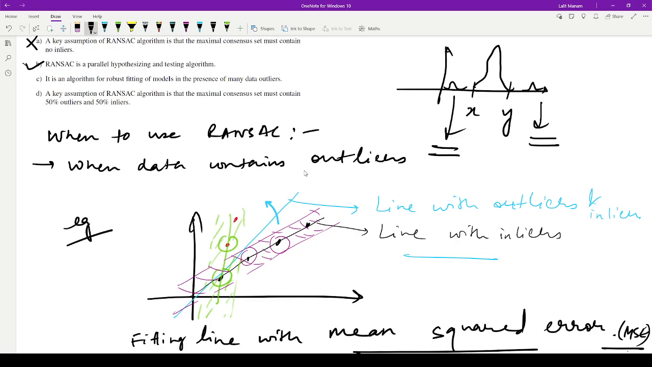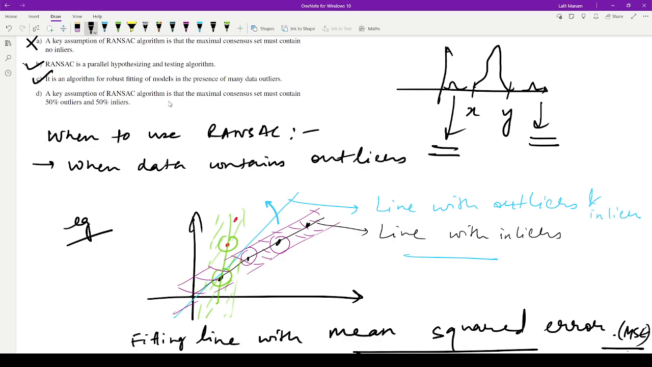So it depends on the outlier distribution, specifically speaking. Just a thumb rule that 50% is good enough, but if your outliers again make some other weird kind of curve, then you might fit that instead of your original curve. So all those are pathological cases. I'm just talking to you in general. That 50% is the general threshold that we would like to keep. So C is also correct.